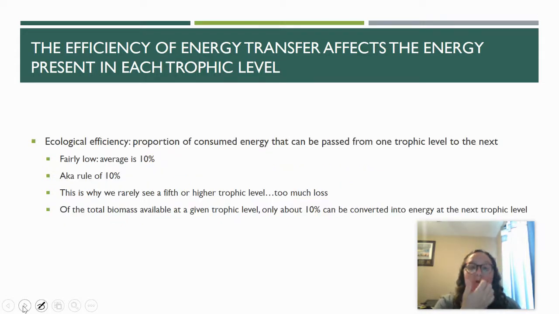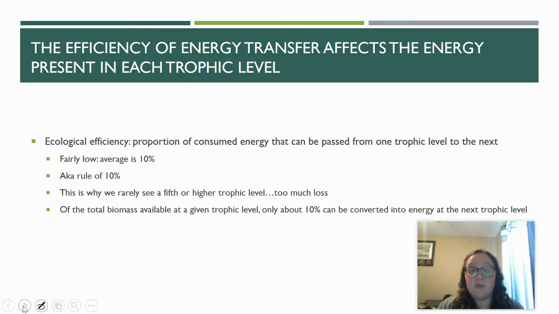What we, and by we I mean scientists, have figured out is that the ecological efficiency, or the proportion of consumed energy that's passed on from one trophic level to the next, is fairly low. So when you eat something, you're only getting about 10% of that, which leads us into our rule of 10%. And this is why we will rarely see a fifth or higher trophic level, because there's too much loss. So if the primary consumer has 10% of the original energy, the secondary consumer is only going to have 1%, and then we have 0.1%, and so on. And so there's just so little energy left that it is not efficient to eat at those higher trophic levels.